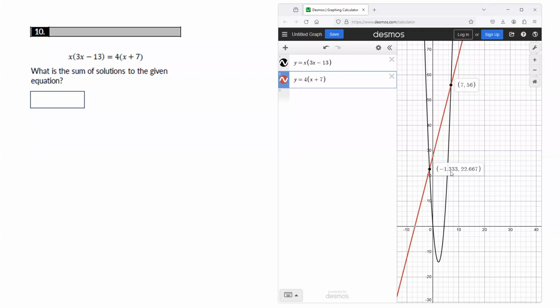I can see that 0.333, that's a third. So this is negative 1 and 1/3 and positive 7. Desmos can even add those up for me. Yeah, so let's do it. The sum of solutions is, one more time, negative 1.333 and positive 7. And I'm getting 5.667, and that is a good answer.